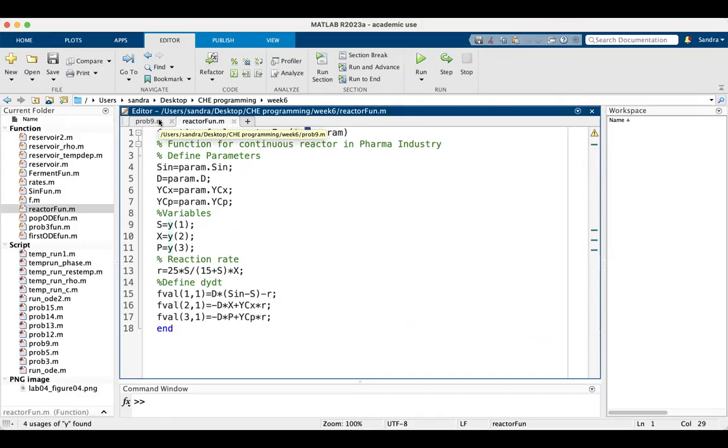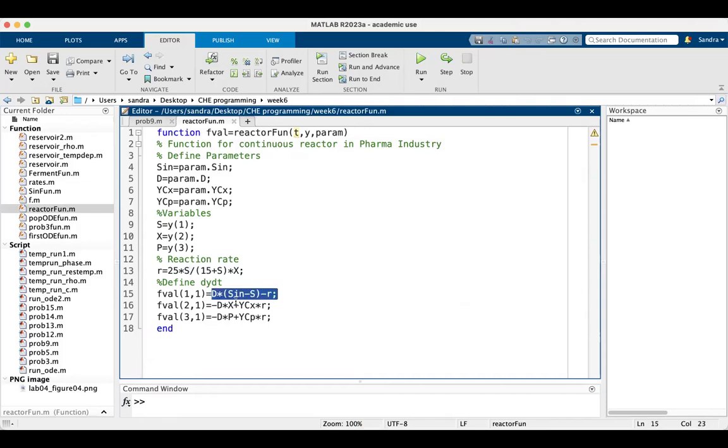The first value of Y is S, the second value of Y is X, and the third value of Y is P. So you have to take them out. Then you write what the R is. R is a function of both S and X.